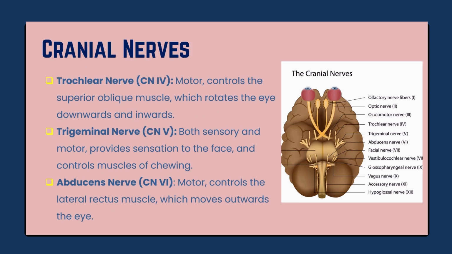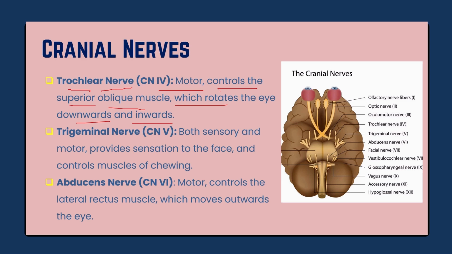Then we have the fourth cranial nerve, which is called trochlear nerve. This is also motor in function. It controls the superior oblique muscle. This muscle also is related to the eye. It rotates the eye downwards and inwards. Okay, I know the names are a bit difficult, but this is something that you need to study and remember. Trochlear nerve is the motor nerve and it controls the rotation of the eye downwards and inwards.